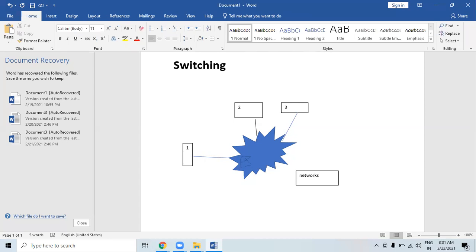So a network consists of many switching devices. In order to connect multiple devices, one solution could be to have a point-to-point connection between each pair of devices, but this increases the number of connections.